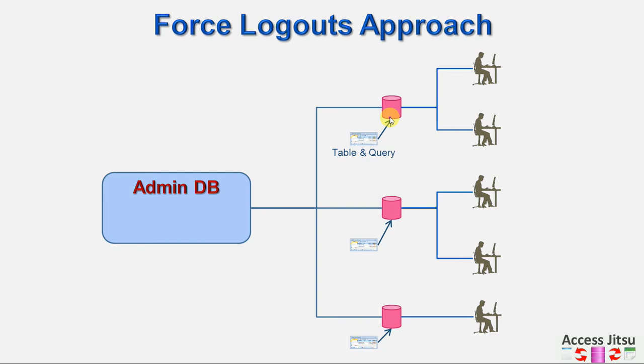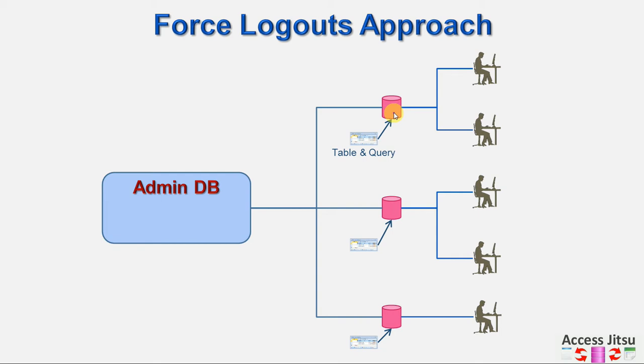We will also add a query to these back-end databases. The responsibility of the query will be to set the value in that table to true or false. And the way this will work is the administrative database will establish an ODBC connection to this back-end database and execute that query, passing it either true or false. True if we want to force users out, or false if we want to let them back in again.